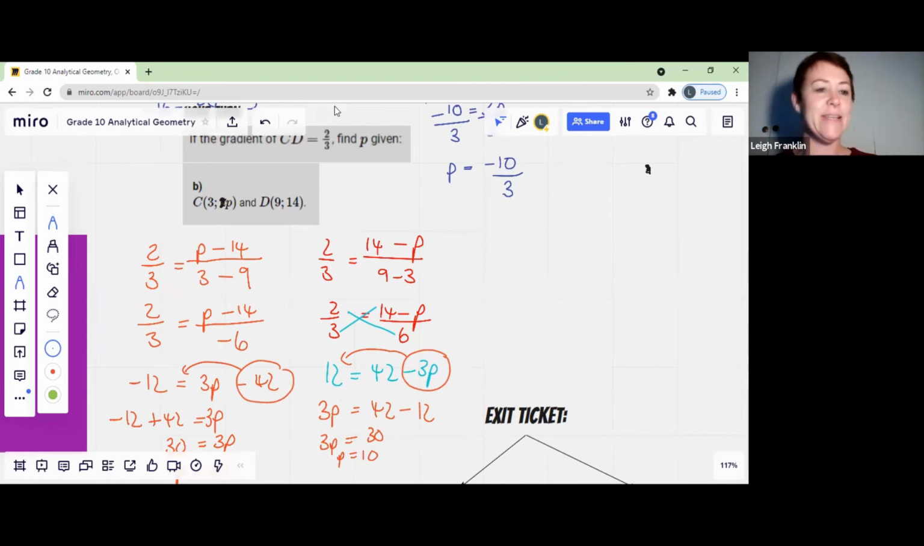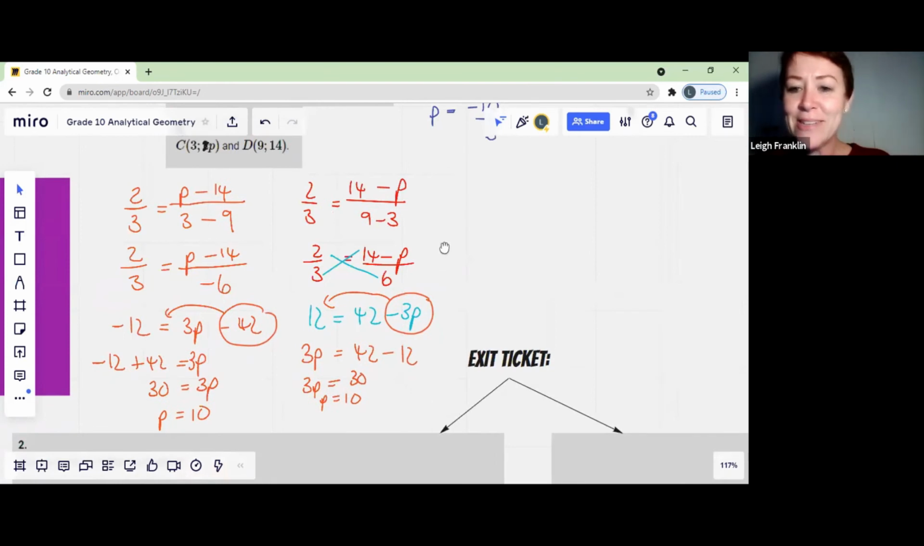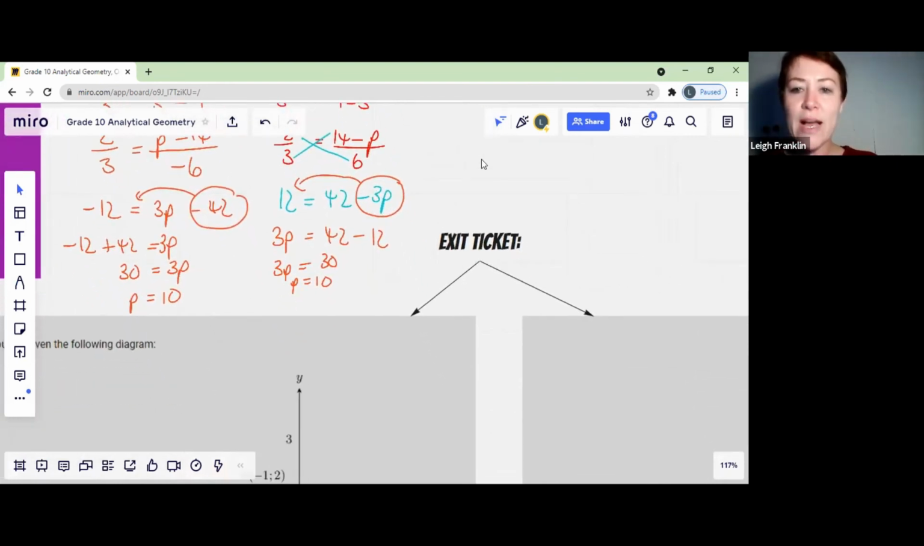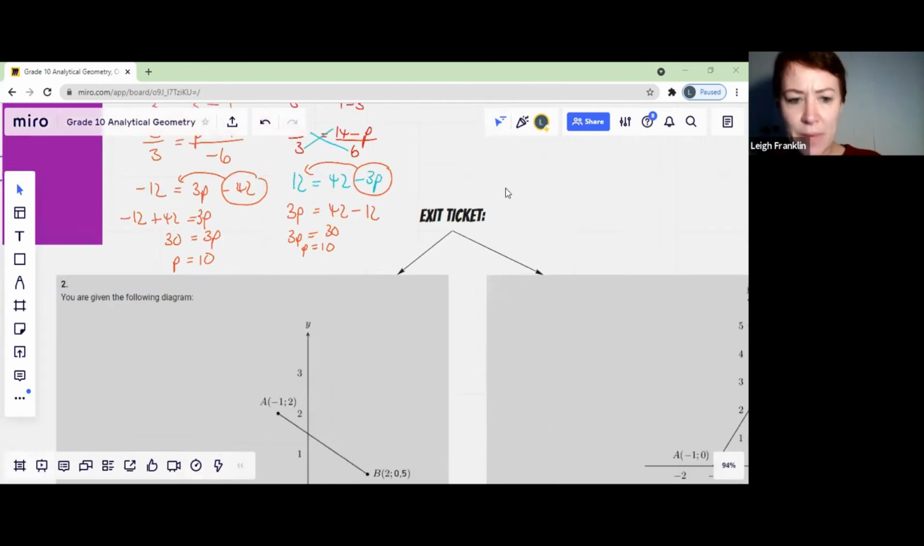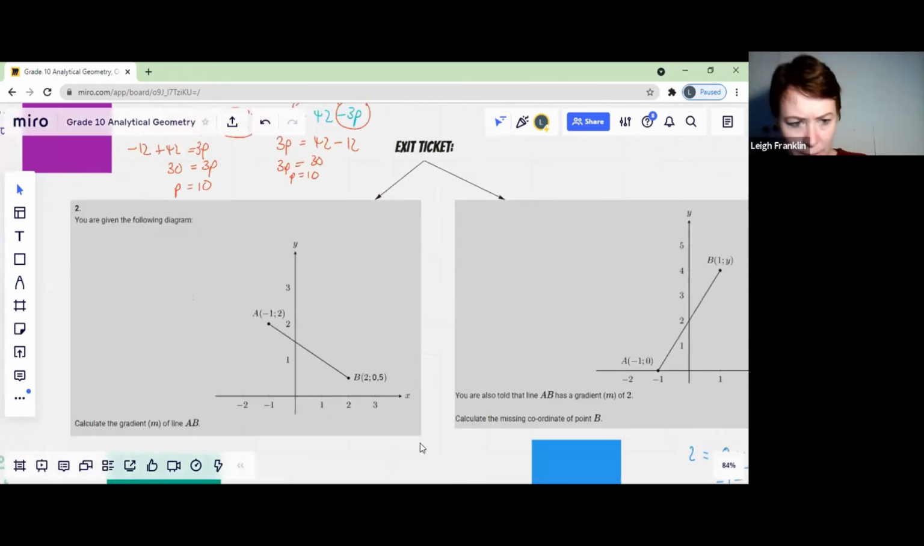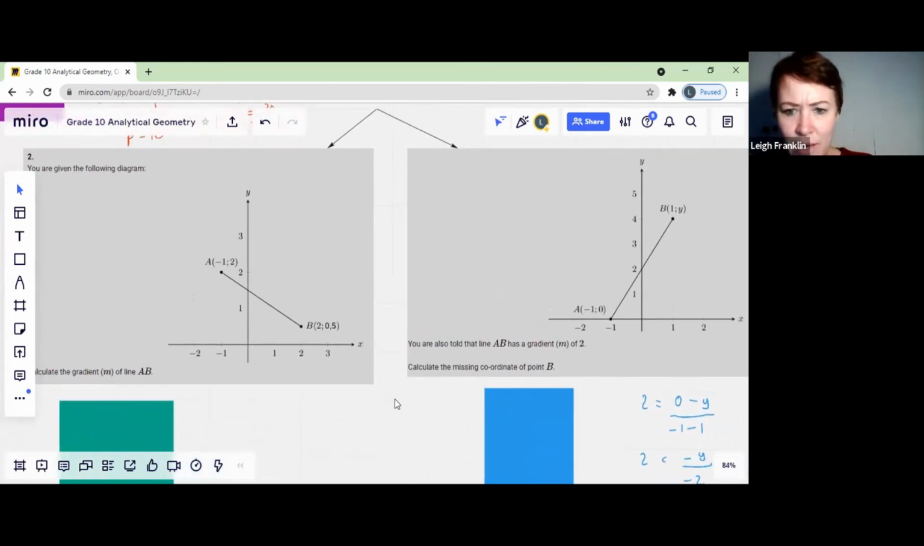Well done, grade 10s. 10 is obviously a good number for us, isn't it? Lovely, well done. Okay, so here we go. We've got time for our exit tickets. So let me just make that a little bit smaller. What was I doing here? Okay, actually, I don't know. Is that big enough? Can you guys see that okay?